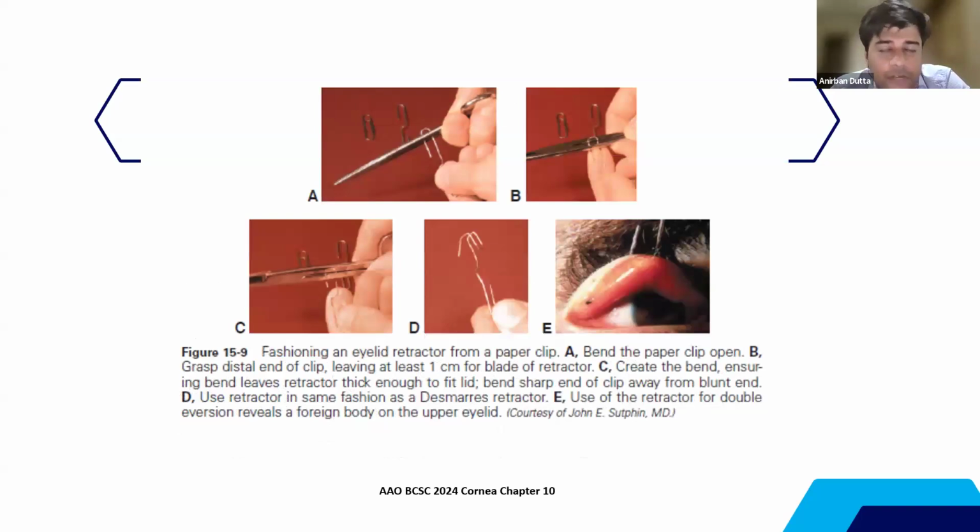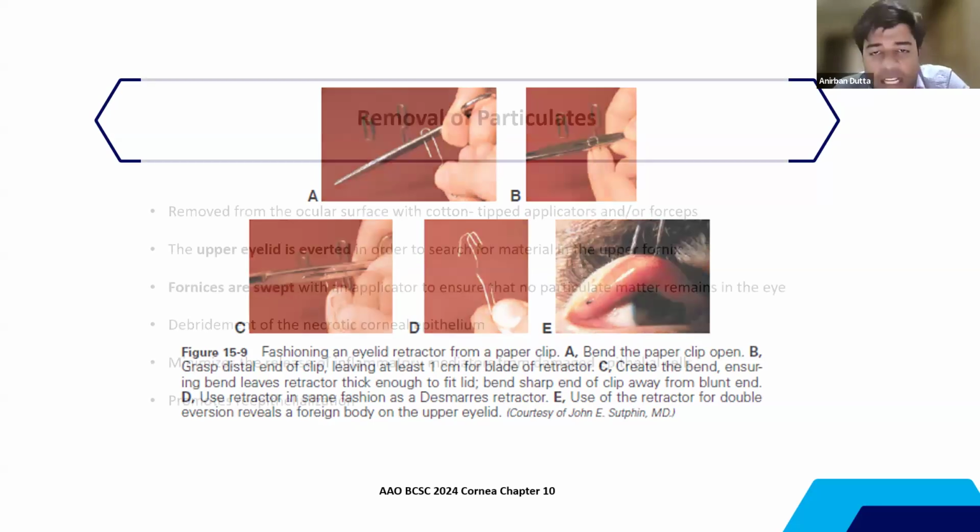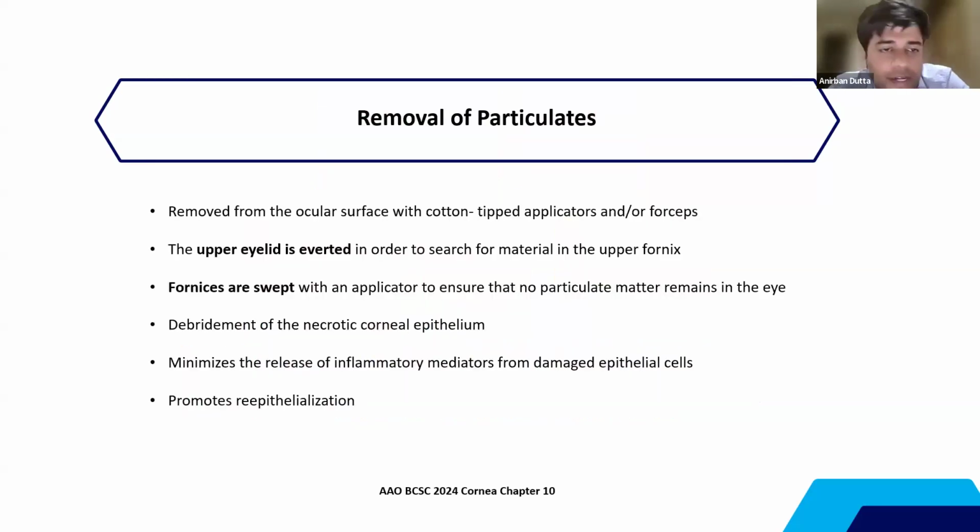If you have Desmarres retractor, well and good, you can use it. That will be the best option. However, if you don't have access to it, you can fashion one from a simple paper clip as well. These pictures are taken from the American Academy of Ophthalmology. You can look it up. It's very simple to use and it can be a lifesaver in settings where you don't have access to Desmarres retractors. Next, you sweep the fornices well and you debride any necrotic corneal epithelium which you can see on the slit lamp.